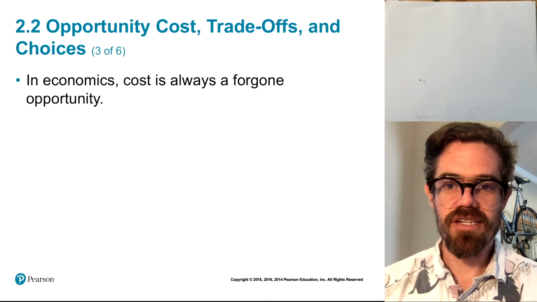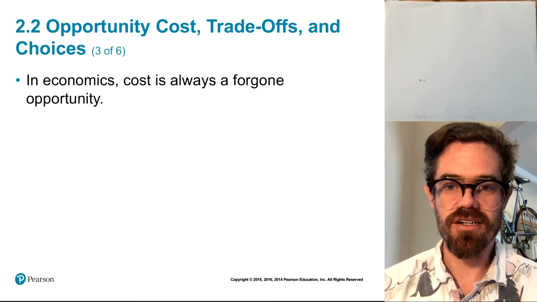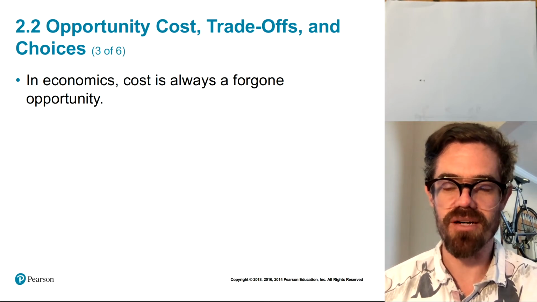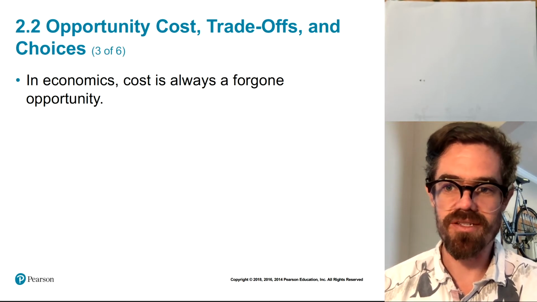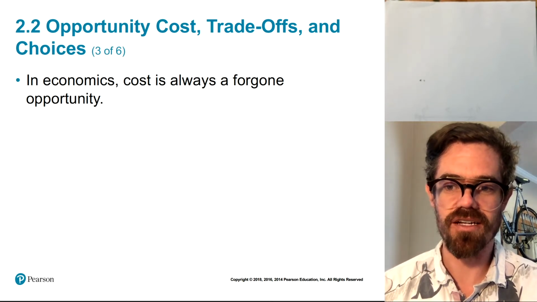So for us in economics, cost is always a foregone or given up opportunity, and thus opportunity cost, okay? So in every choice and every decision, there is something that we have to give up. And that includes not just individuals, but businesses, governments, any type of decision-making agent. So that's true for all types of economic agents.